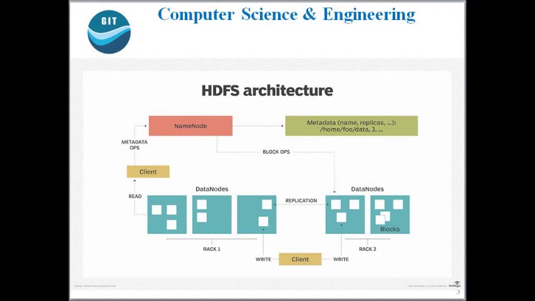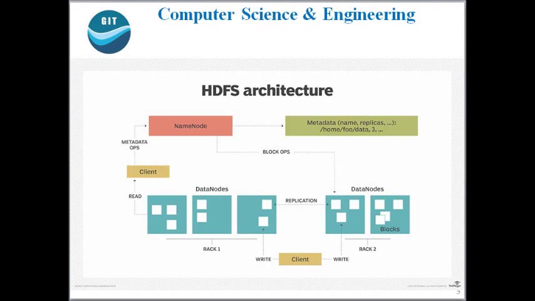Name node: HDFS consists of only one name node, and we can call it the master node, which can track the files and manage the file system and has the metadata. To be particular, the name node contains the details of the number of blocks, the locations and what data nodes the data is stored on, where the applications are stored, and other details.